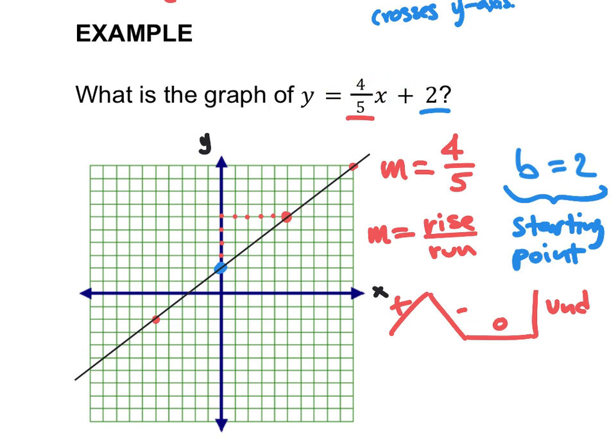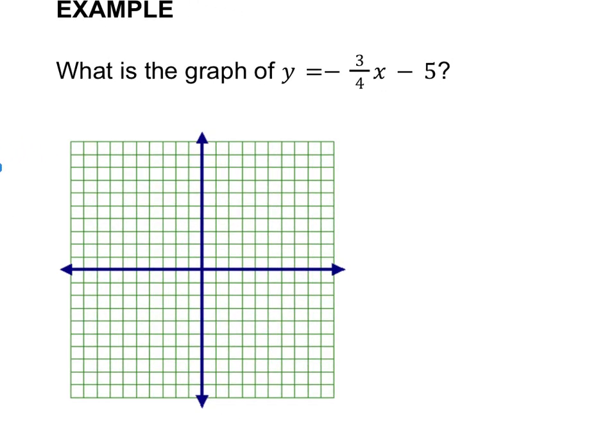Now let's jump over here and do the same thing over here. Now in this one, same thing. You have a slope, you have a y-intercept. Now both of these are negative. So, you know, my slope is equal to negative 3/4, and my y-intercept is equal to negative 5. So that's the first thing I'm going to do.